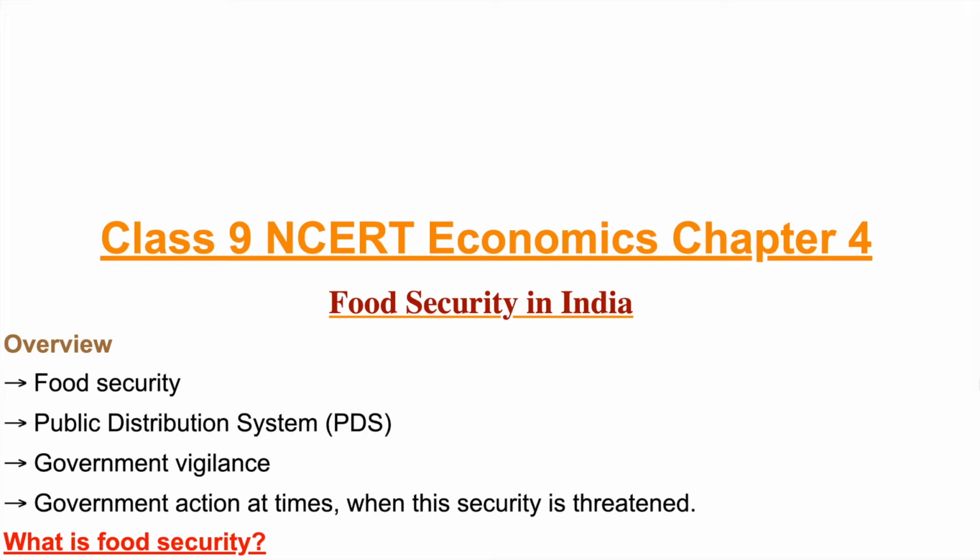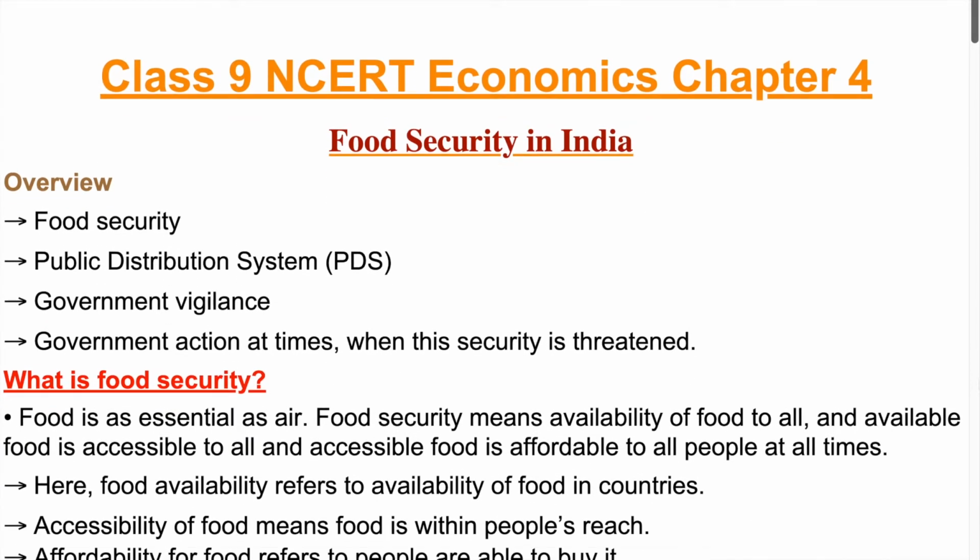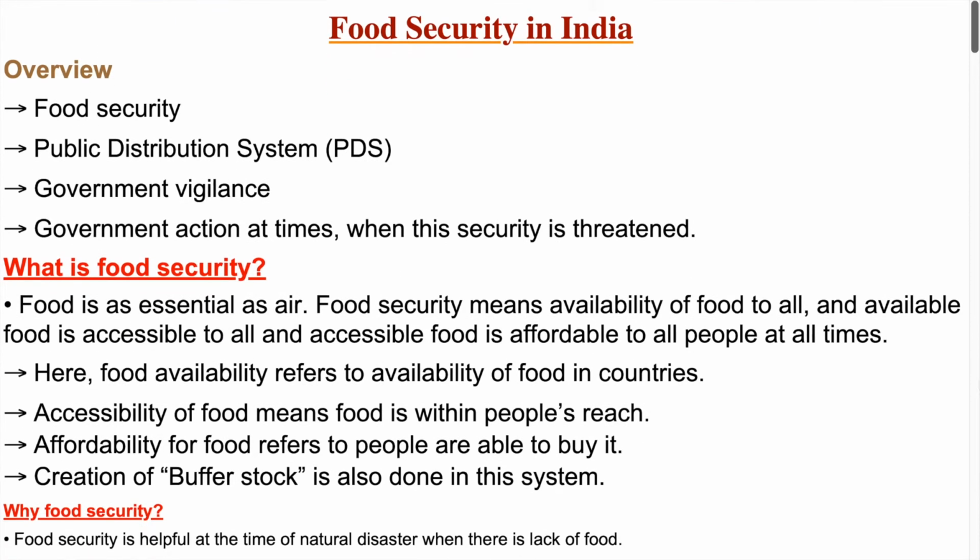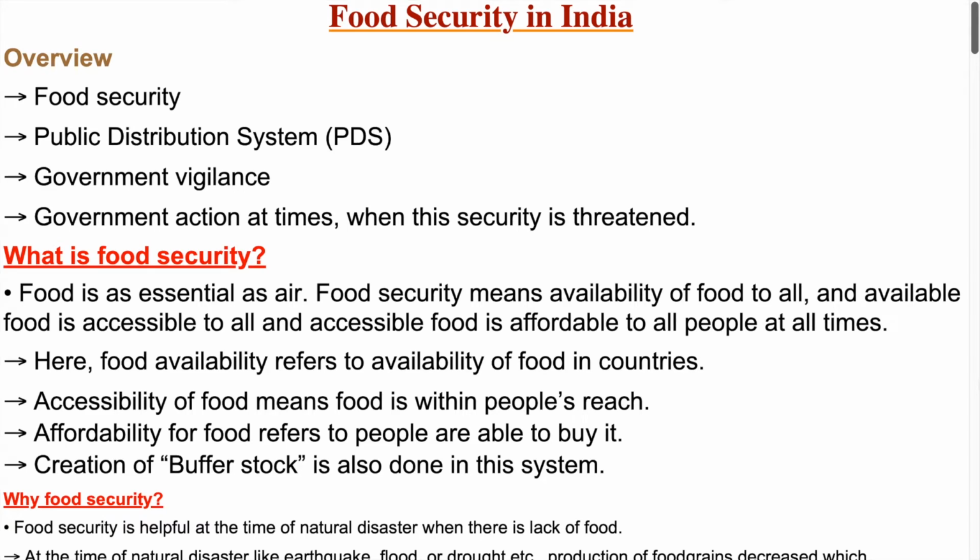Class 9 NCERT Economics Chapter 4, Food Security in India. Overview. Food security, Public Distribution System (PDS), government vigilance, and government action at times when food security is threatened. What is food security? Food is as essential as air.